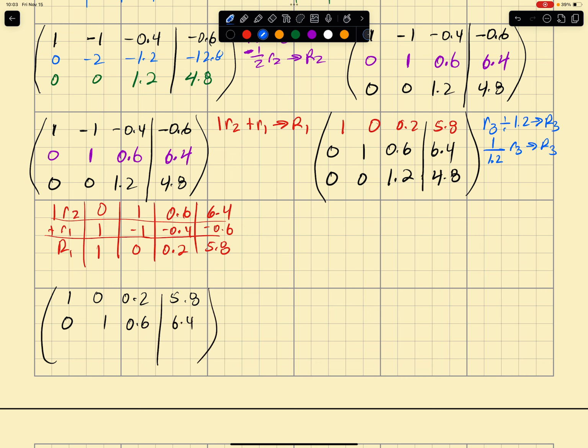Okay, row 3, 0 divided by 1.2 is 0. 0 divided by 1.2 is 0. 1.2 divided by 1.2 is 1. 4.8 divided by 1.2 is 4, okay?